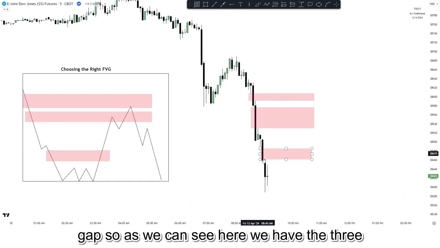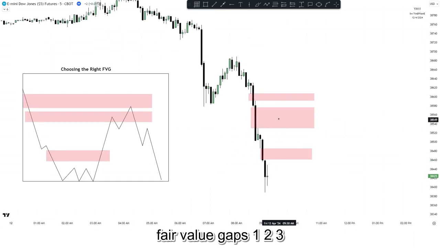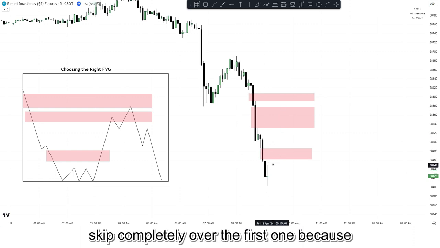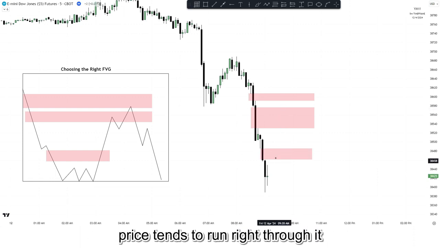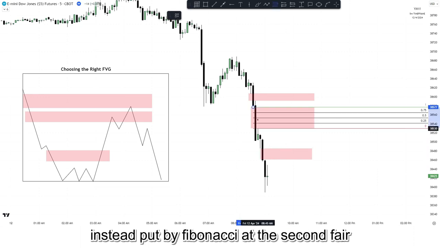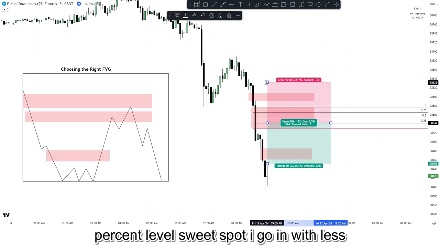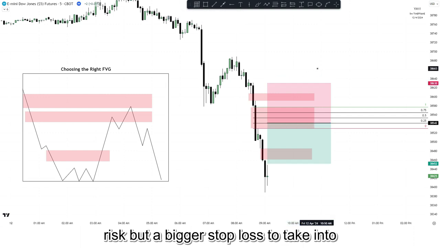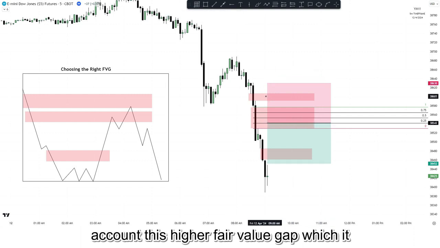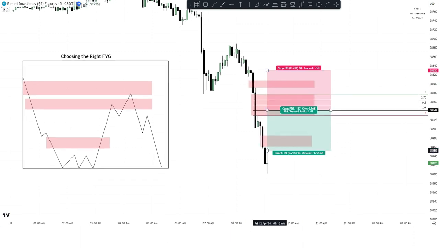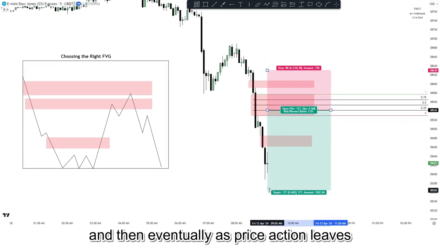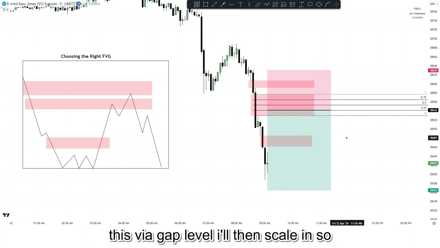So as we can see here, we have the 3 fair value gaps, 1, 2, 3. Like I mentioned, I'd skip completely over the first one because price tends to run right through it. Instead, put my Fibonacci at the second fair value gap, get that entry inside of that 25% level sweet spot. I'd go in with less risk but a bigger stop loss to take into account this higher fair value gap, which it could reach up into. And then eventually, as price action leaves this fair value gap level, I'll then scale in.